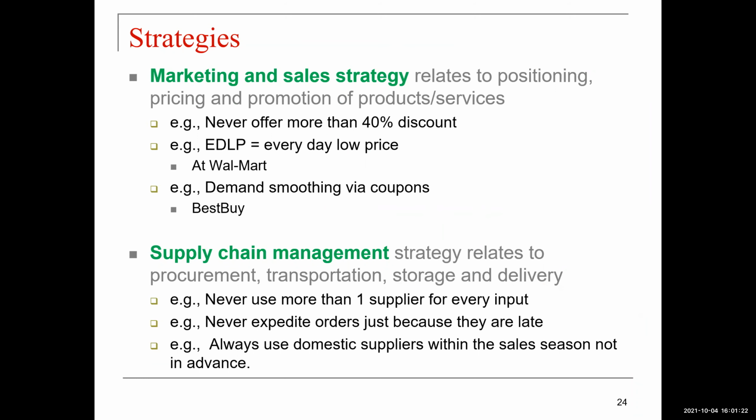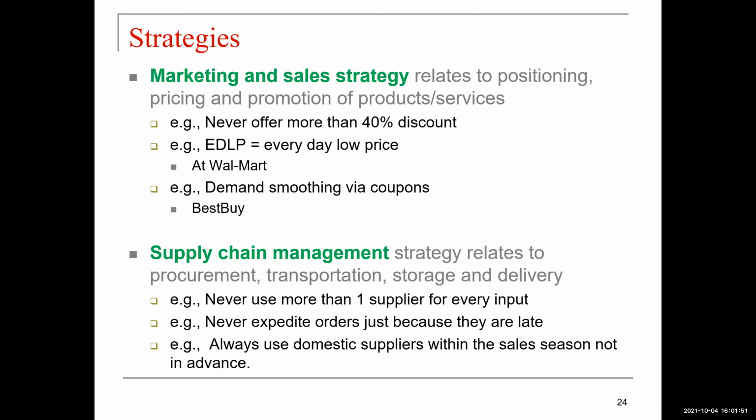Marketing and sales strategy relates to positioning, pricing, and promotion of products. I think we all are familiar with what marketing is trying to do. Some examples include never offer more than a 40% discount, everyday low price, like at Walmart, and demand smoothing via coupons, like for example at Best Buy.